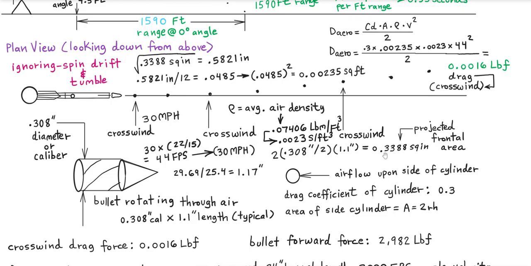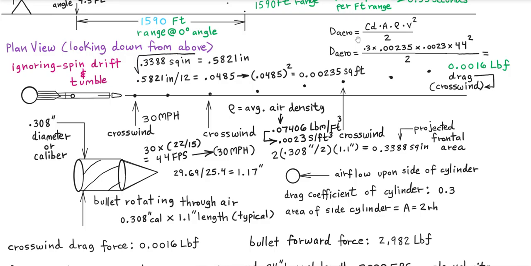So we calculate a projected frontal area on the side of the round of 0.3388 square inches. We can take its square root here to get the linear inches, divide it by 12, and then square that value, and so we get the square feet. Then we can go to the aerodynamic drag force equation, which is the pounds of drag airflow incurs upon a structure.